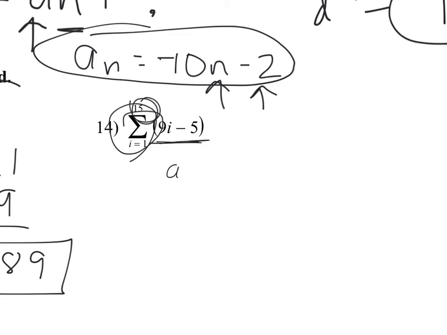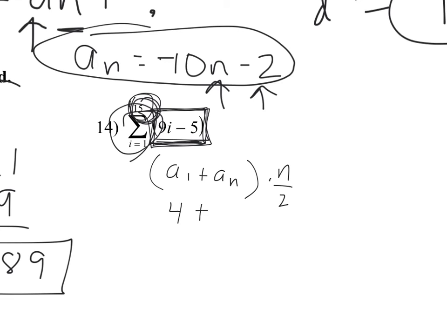So we can use the same formula, first term plus last term multiplied by half of the number of terms. Now we're adding 15 terms, so n equals 15. First term, we can use the explicit formula here to get the first term. When i equals 1, that's going to give us the first term. So i equals 1 means 9 times 1 is 9. 9 minus 5 is 4.